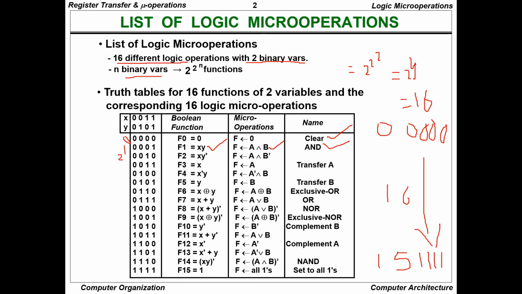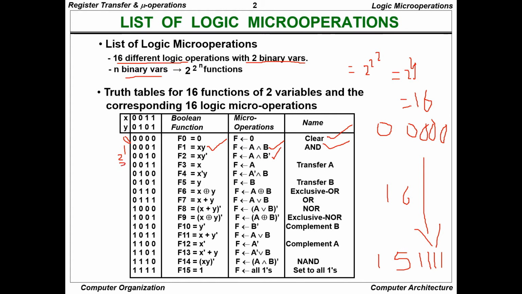Then 2, 0, 0, 1, 0. So F2 equals x y bar. It is exactly opposite here. If it is 0, we have 1. If it is 1, we have 0. That is x y bar. That is F gets A and B bar. Okay, A and B bar.